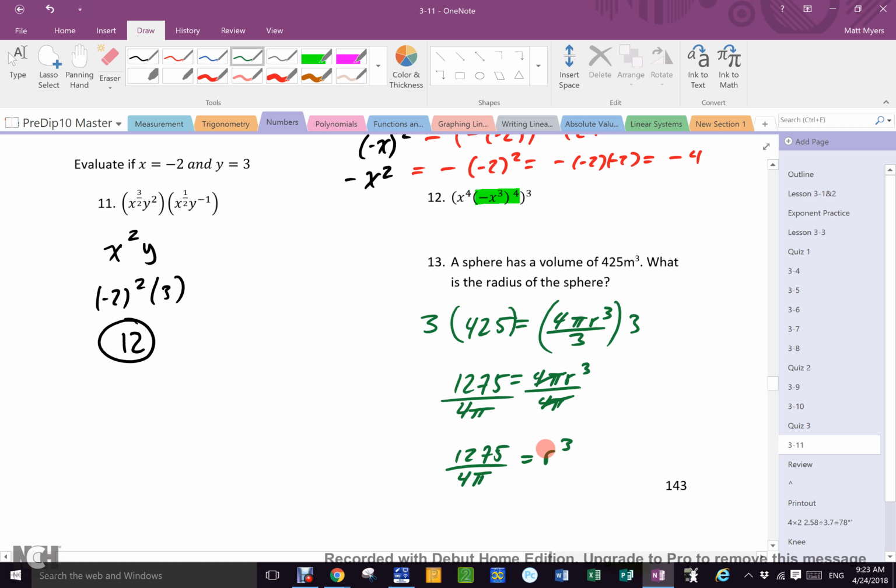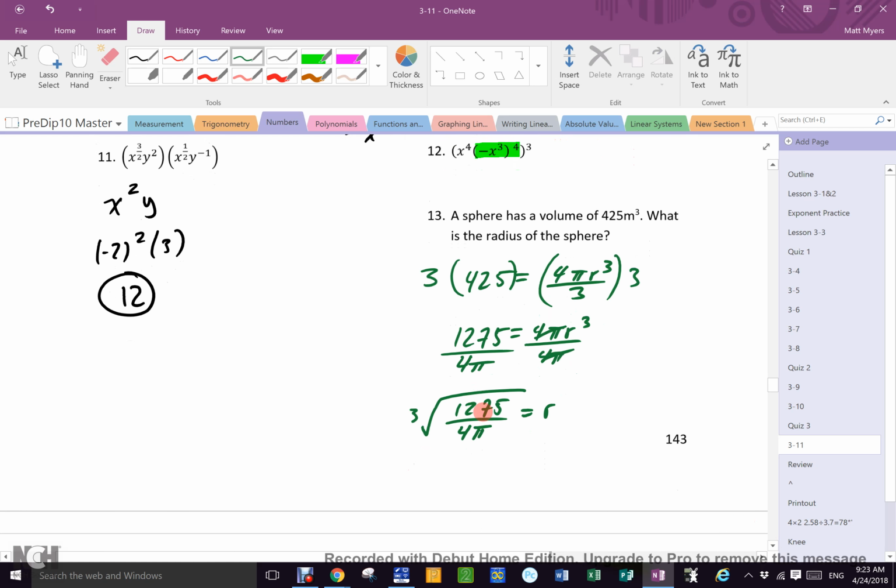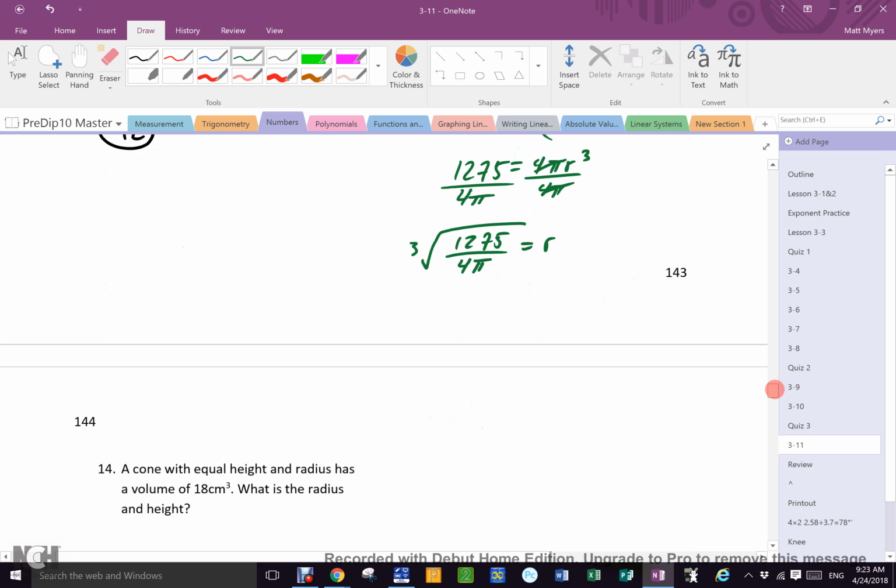How do you get rid of the cubed? You cube root. So this is a perfectly acceptable answer. Right? Wait, that's the answer? It's a perfectly acceptable answer. Oh, because I kept trying to figure it out after I got my number.